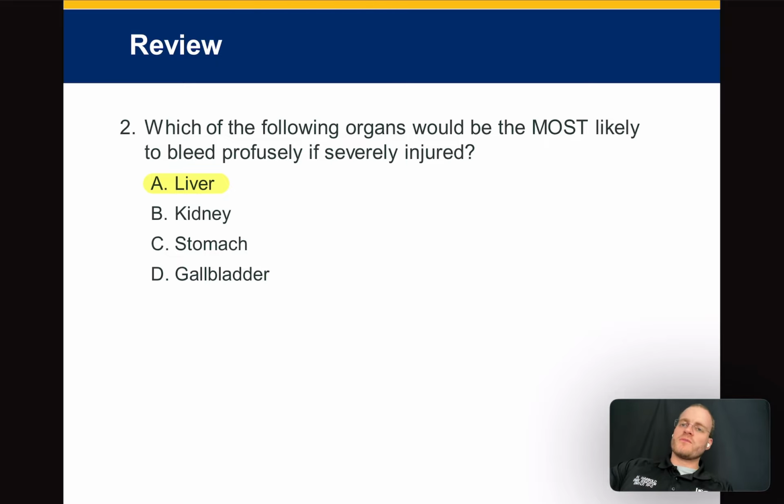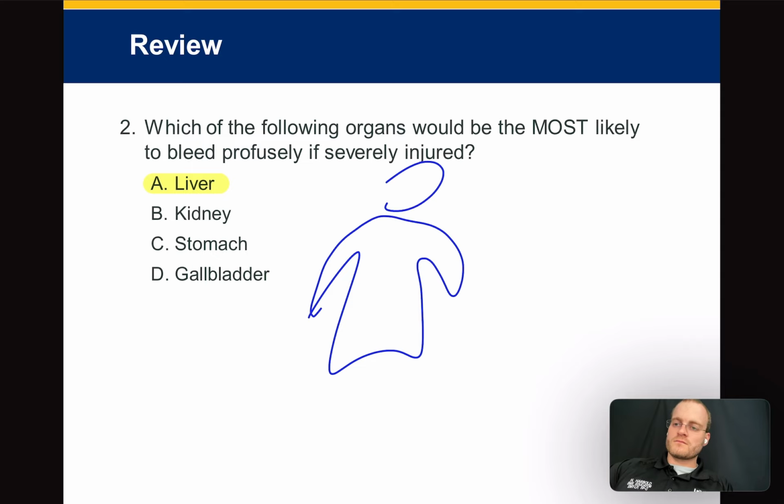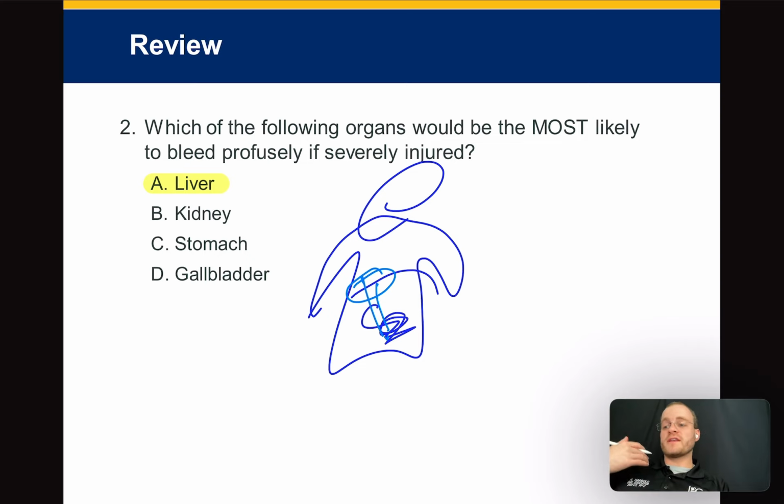from the guts has to come up through one vein called the portal vein to the liver. And so that's a lot of blood that goes through there. So I'm going to go liver just because it's a very big organ. It's the largest abdominal organ in the abdominal cavity. So I'm going to go liver.